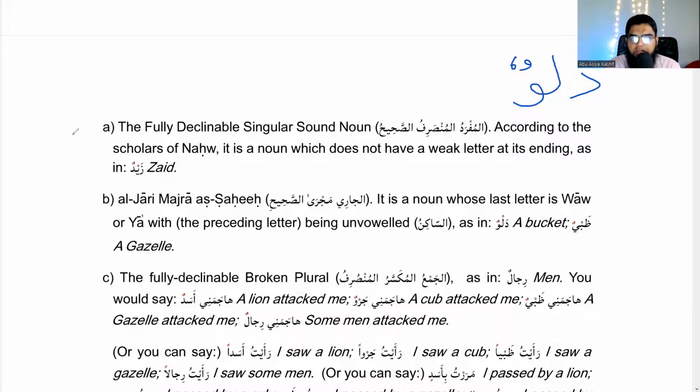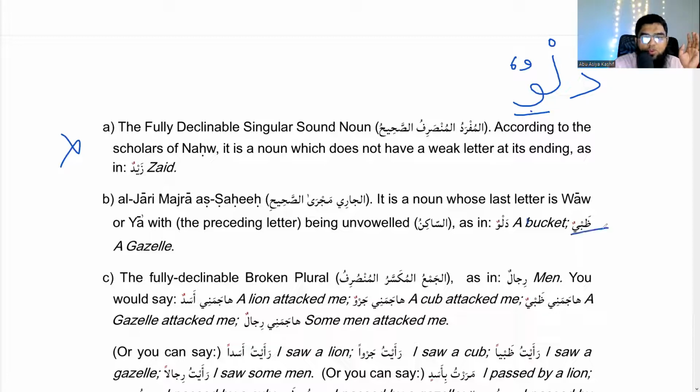Does it fit the first type? No, because there's a waw at the end. Dalwun is a bucket, like when Yusuf was put in the well. So does it get other types of i'rab? No. They say this is called jari majra sahih, because it was easy for Arabs to pronounce. So they said dalwun, dalwan, dalwin, like a normal word. So don't get confused by the waw; ignore it, because before the waw there's a sukoon, so it was easy to pronounce.